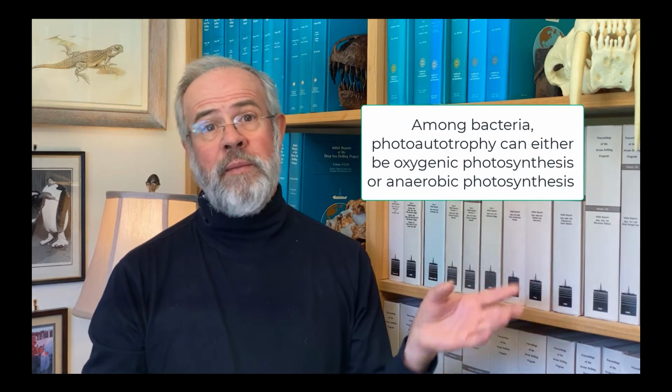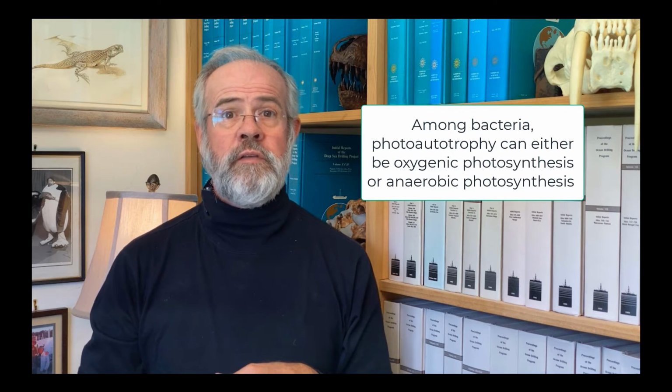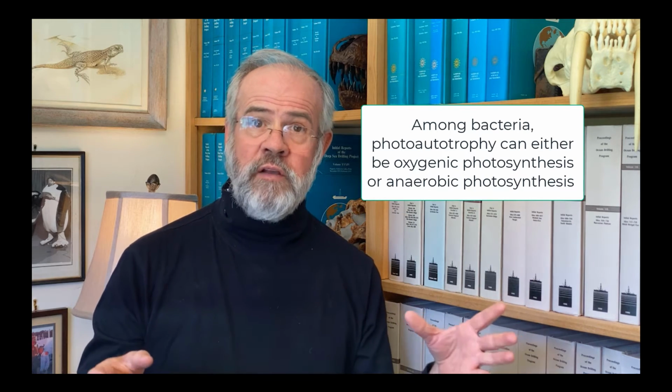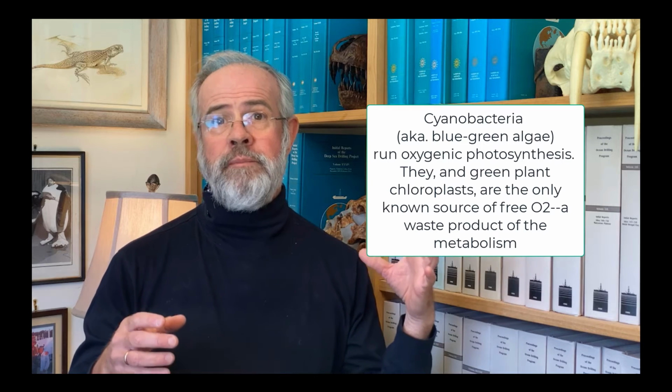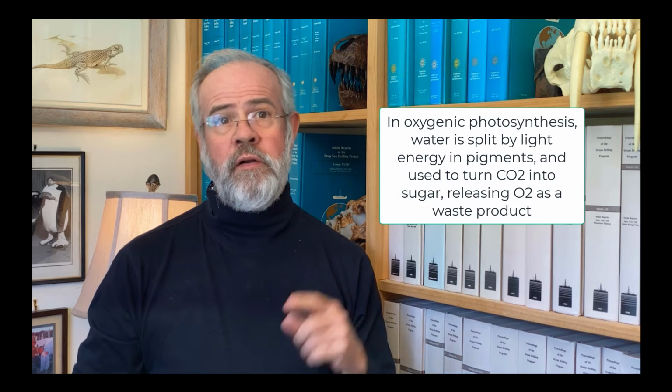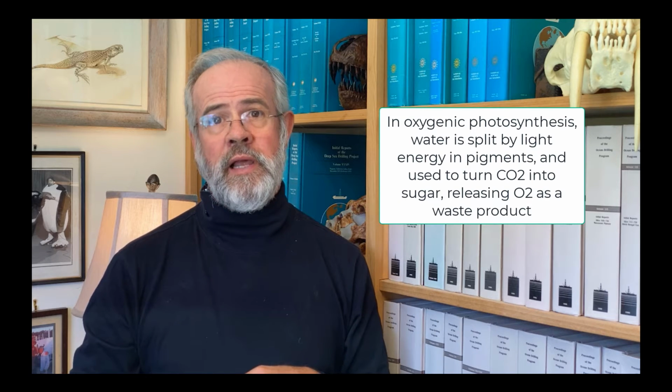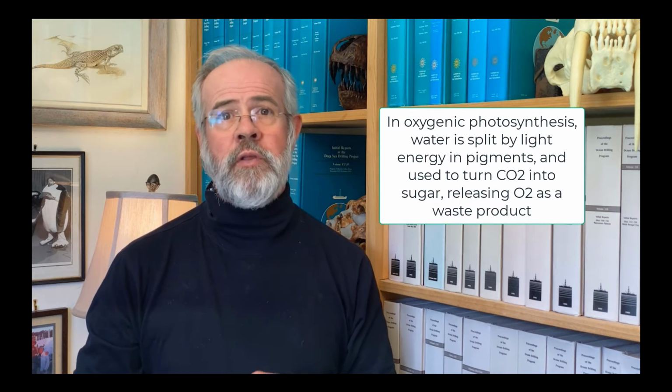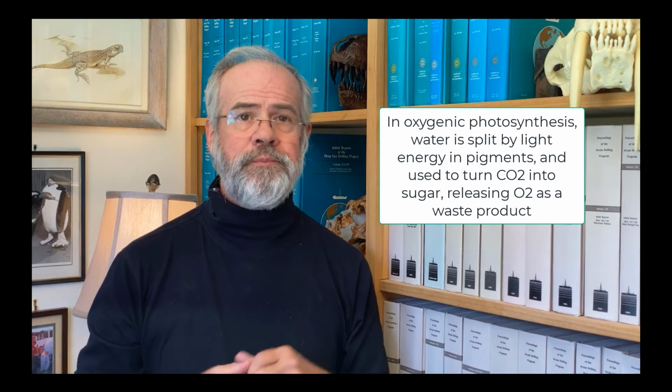Among bacteria, for example, there are two major photoautotrophic systems. The first is oxygenic photosynthesis. This is run by cyanobacteria and the chloroplasts of green plants. Oxygenic photosynthesis is the only known system capable of producing abundant free oxygen. Water is split by photosynthesis to yield electrons, which in turn are reacted with carbon dioxide to make sugar.